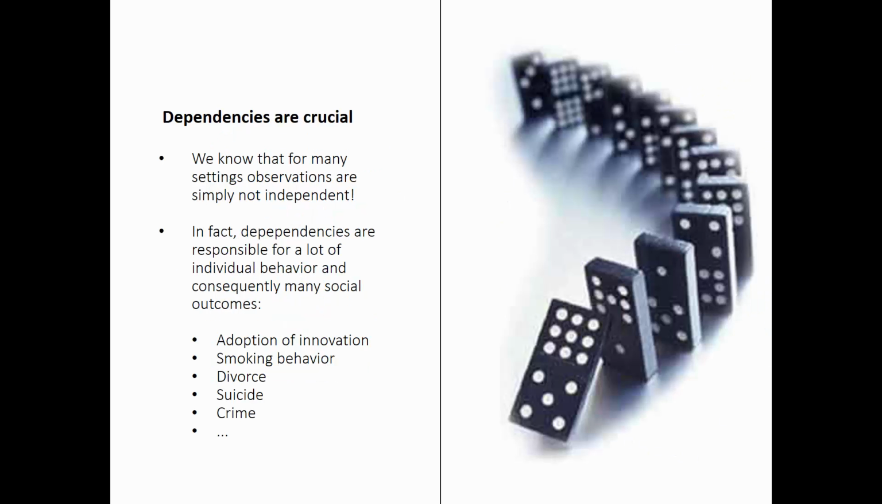Okay, so dependencies are crucial. We know from most social settings that I can imagine that our observations are not independent from each other. What that means is that they depend on each other. Basically, what you do depends on what other people said and what other people did, and so on. I remember in the assignment I had asked you to give an example of social influence in your daily life.